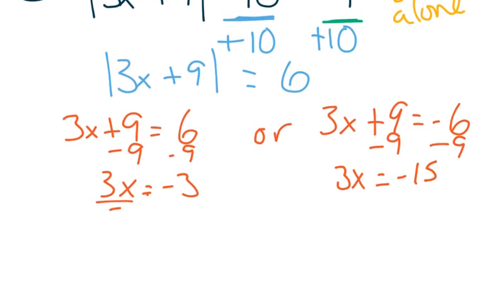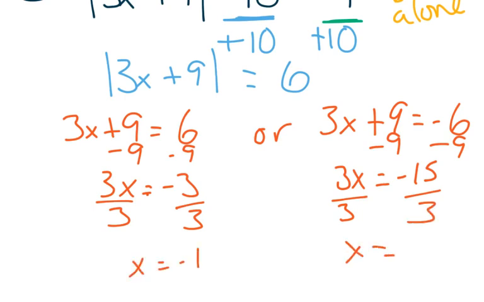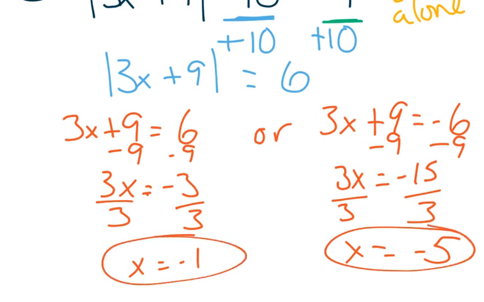Divide both sides by 3. X equals negative 1. X equals negative 5. 2 negative answers, but both are perfectly acceptable. Negative answers are okay, we just don't want negative absolute values. That one is not possible.